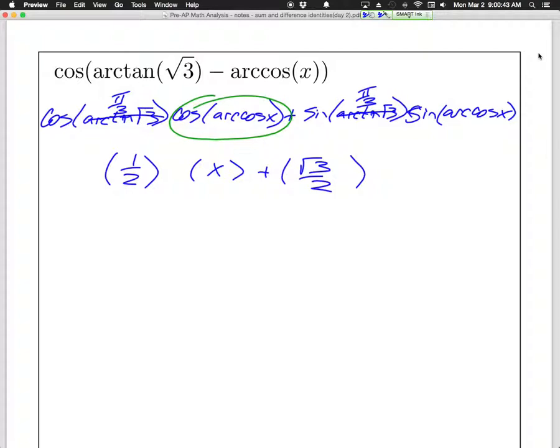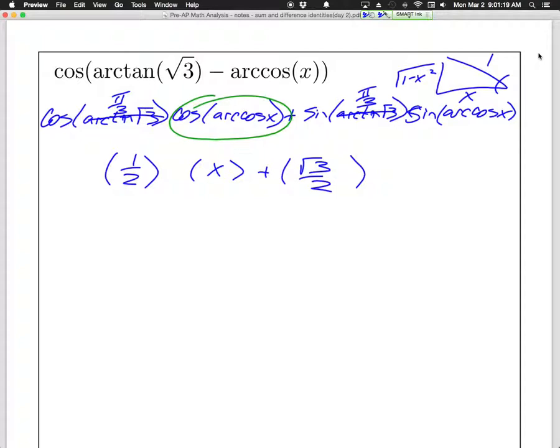And then what do I need to do on sine or cosine of x? Triangle. Very good, Kaylee. So what do I know about that triangle, Reagan? The adjacent is x and hypotenuse is 1. So then we use the Pythagorean theorem. That means the opposite is the square root of 1 minus x squared.